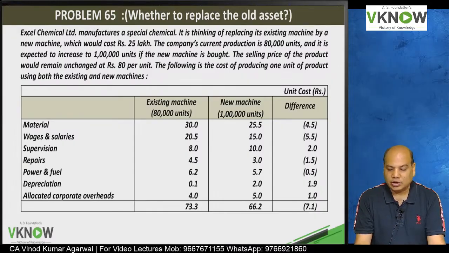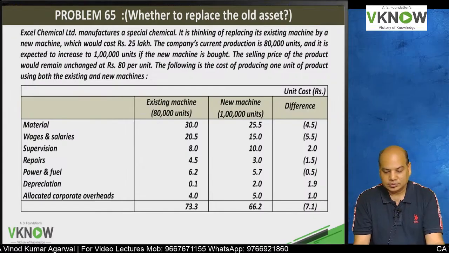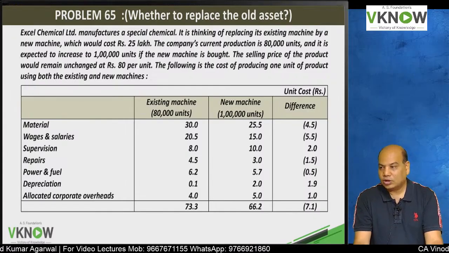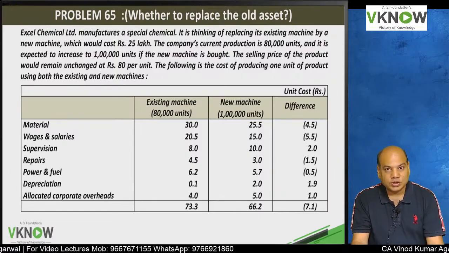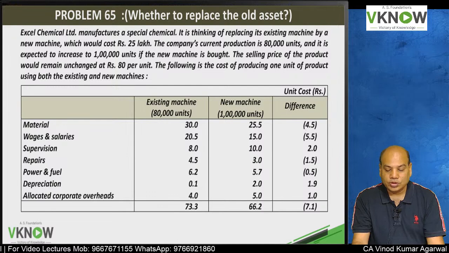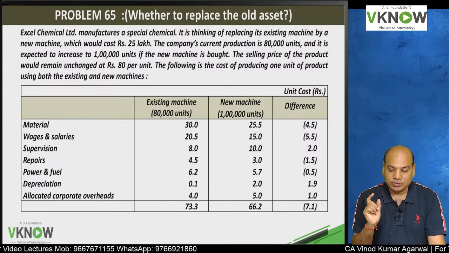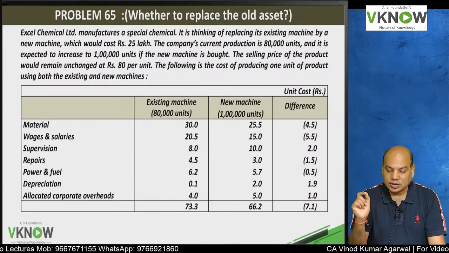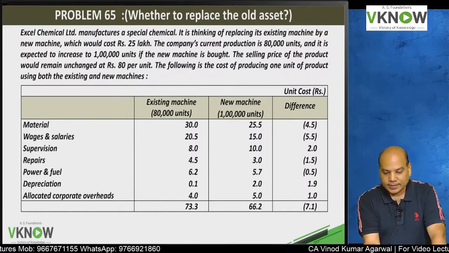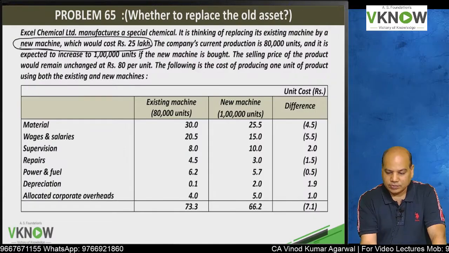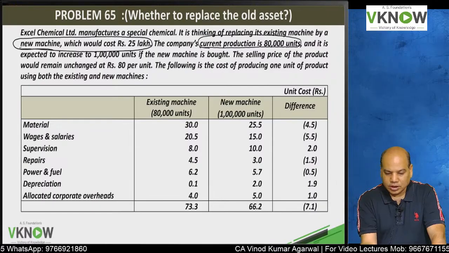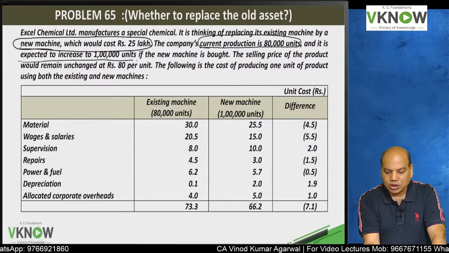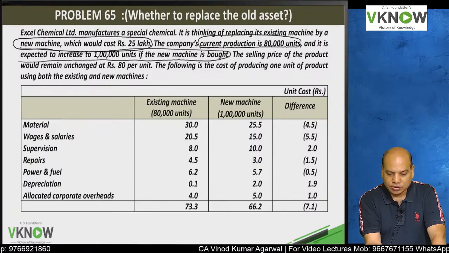Excel Chemical Limited manufactures a special chemical. It is thinking of replacing its existing machine by a new machine which would cost rupees 25 lakhs. The company's current production is 80,000. First important number is 25 lakh, the new machine cost. Current production is 80,000 and it is expected to increase to 1 lakh units if the new machine is bought.